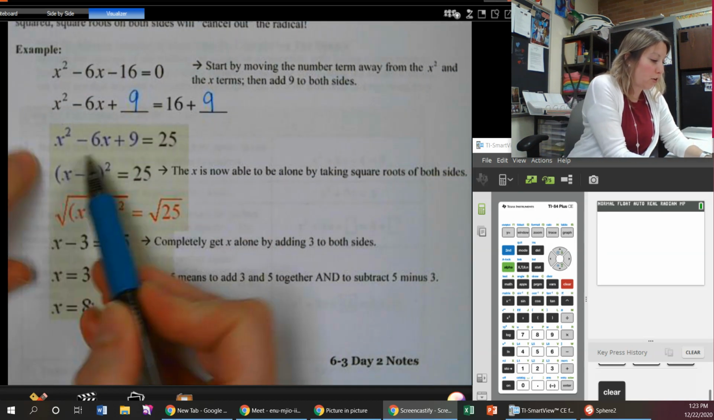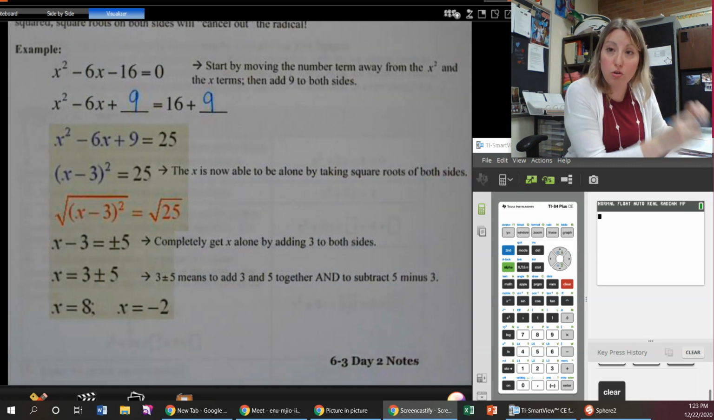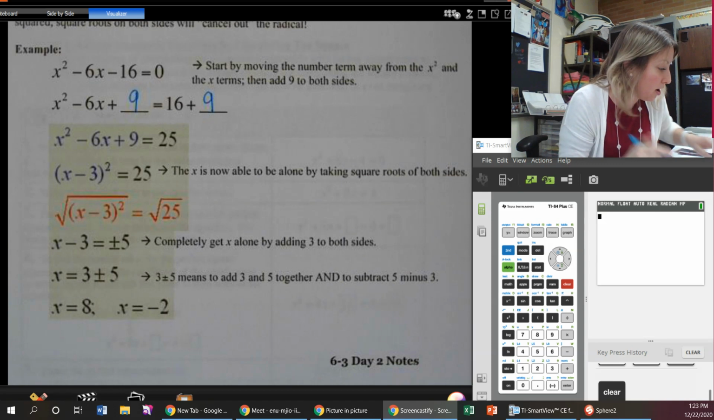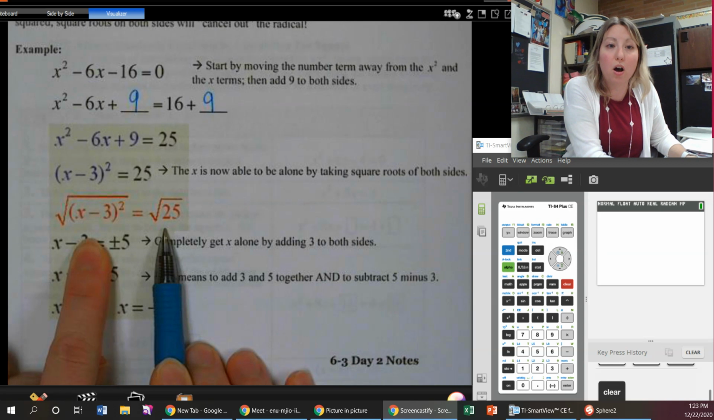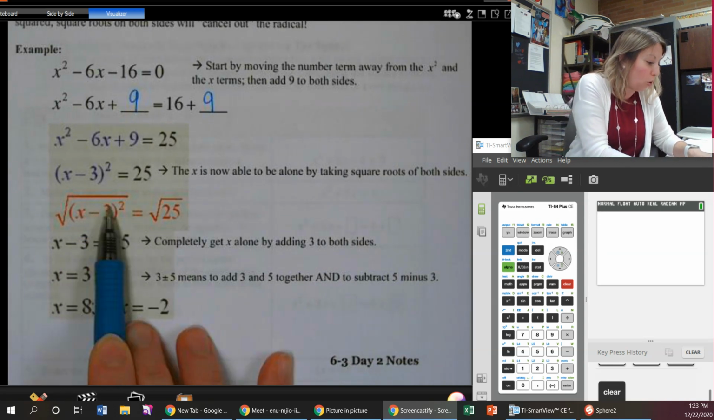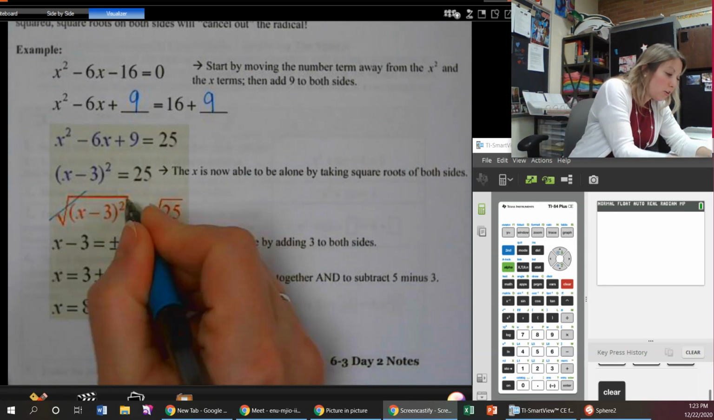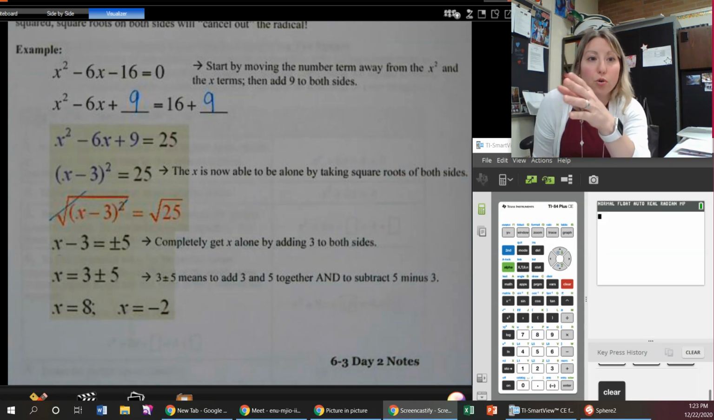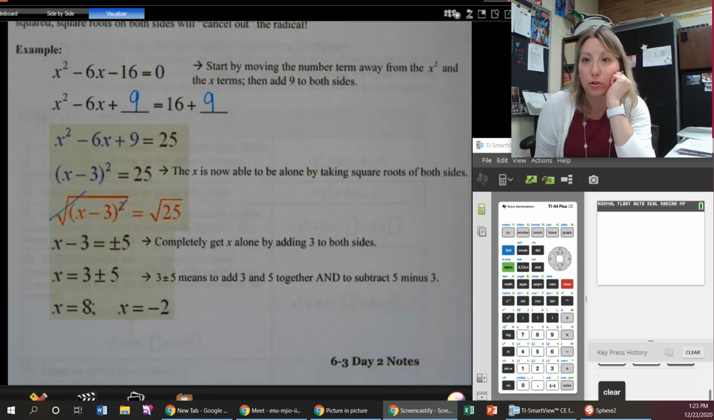That made this a perfect square trinomial. And that was purposeful so that I could factor that thing into two binomials that were exactly the same, so that I could write those two binomials as one binomial squared. Because if I have one binomial squared, I can take the square root of both sides, and the square root and the square just cancel each other out, and all that's left is the x minus 3. Creating that binomial squared is purposeful so that I can cancel out the squared.